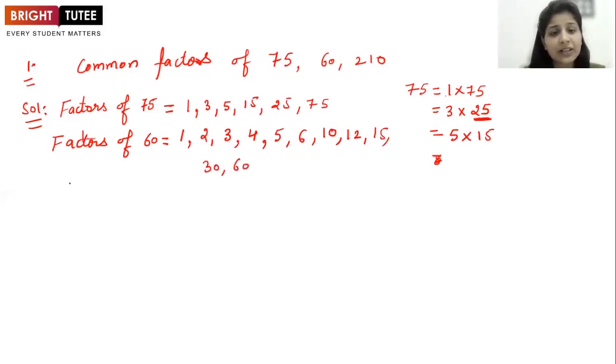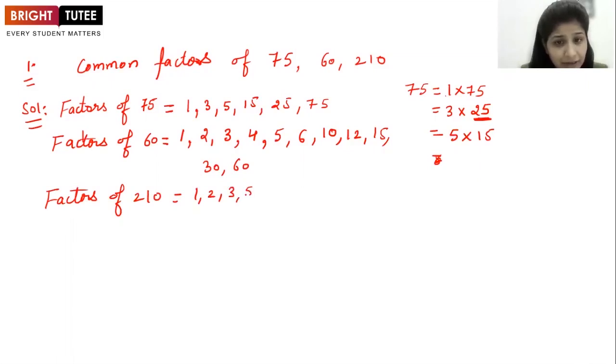So these are all the factors of 60. Let's try writing the factors of 210. So for 210, we will have the factors 1, 2, 3. Then we will have 5. 6 will also divide it. 7 will exactly divide 210.